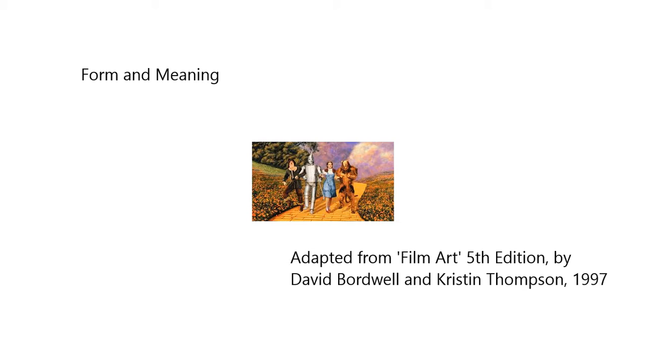To start off with, we're going to have a look at form and meaning, and I'm going to do this video based on how I learnt form and meaning at university. So it's adapted from a book called Film Art, the 5th edition of Film Art by the writers David Bordwell and Kristen Thompson, which was published in 1997.